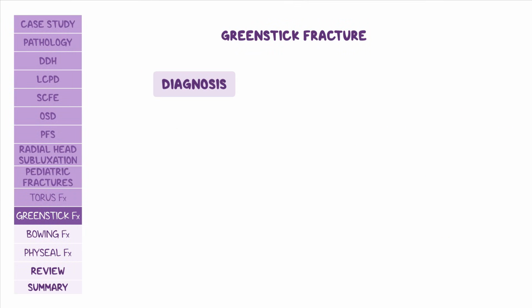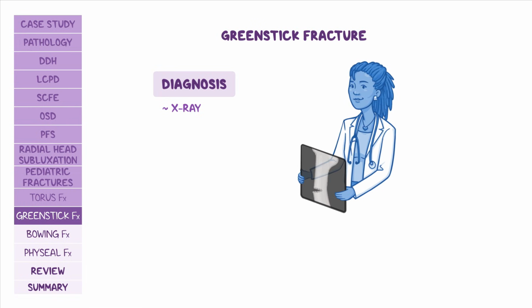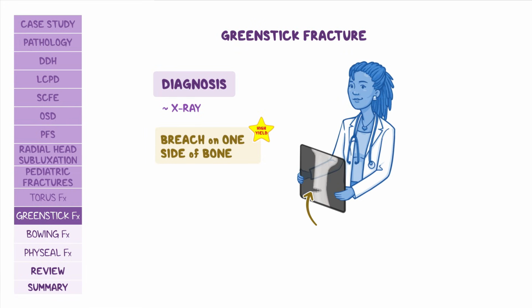Diagnosis of greenstick fracture can be confirmed with an X-ray, which would clearly show an incomplete fracture with a breach on one side of the bone, while the other side would be intact.